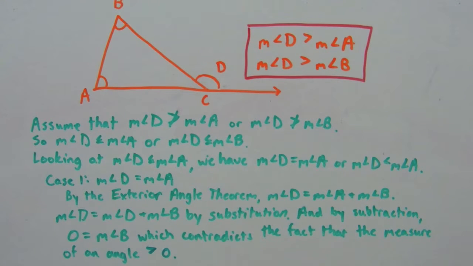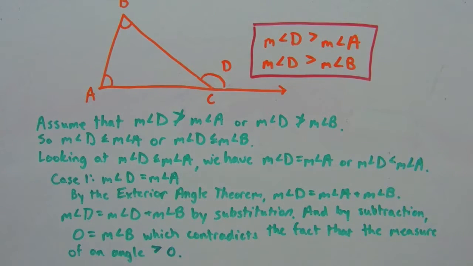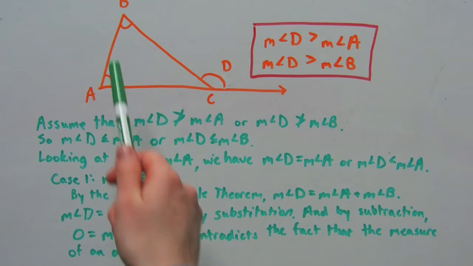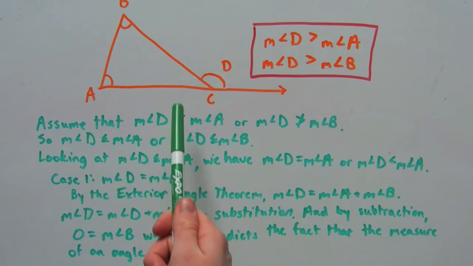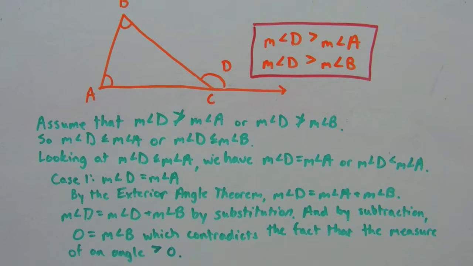And by subtraction, the measure of angle B equals 0, which contradicts the fact that the measure of an angle is greater than 0. And since this is a triangle, we know that an angle has to be greater than 0. We have shown that case 1 contradicts the fact. Let's look at case 2.